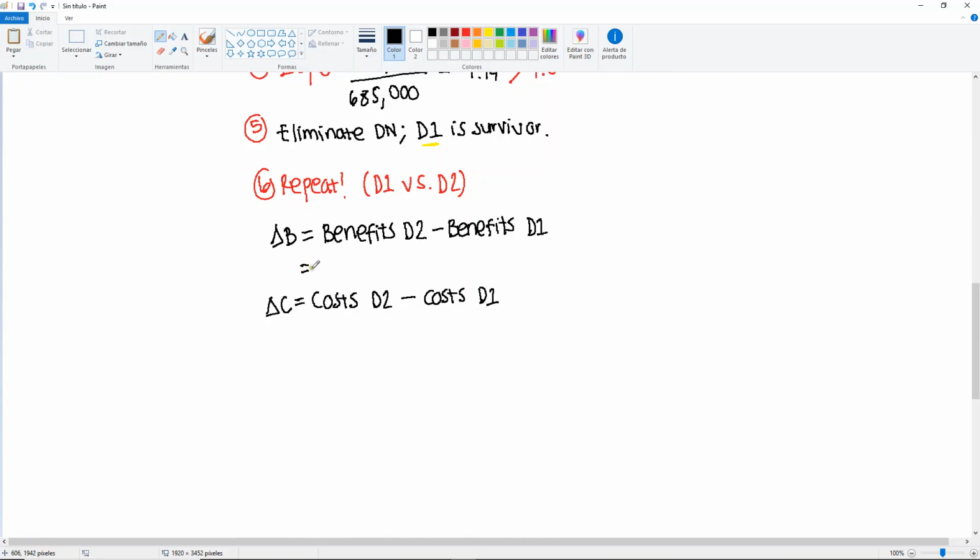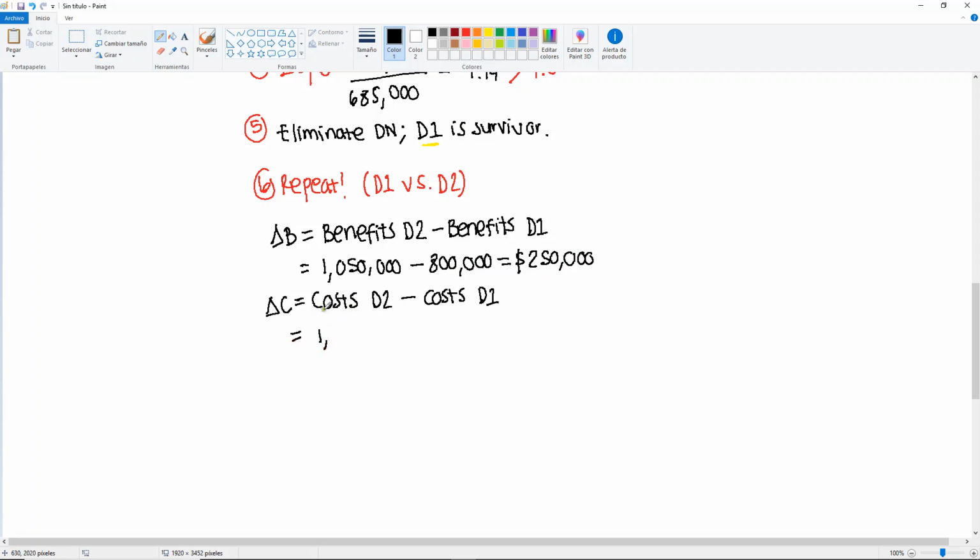For the benefits, it's going to be 1,050,000 minus 800,000. Okay, these are going to be 250,000. And then for the total costs for D2, it's 1,000,000.